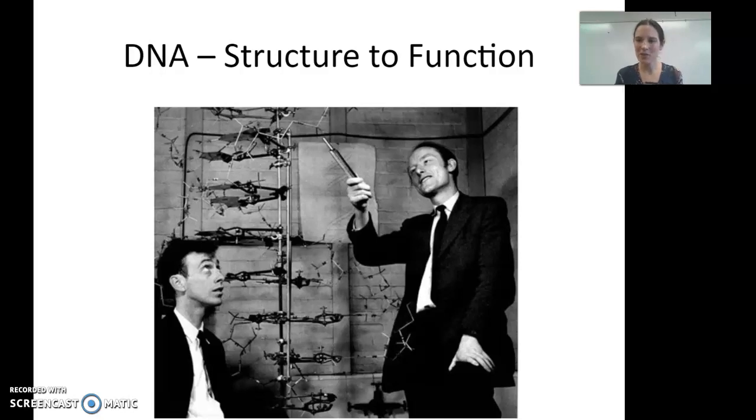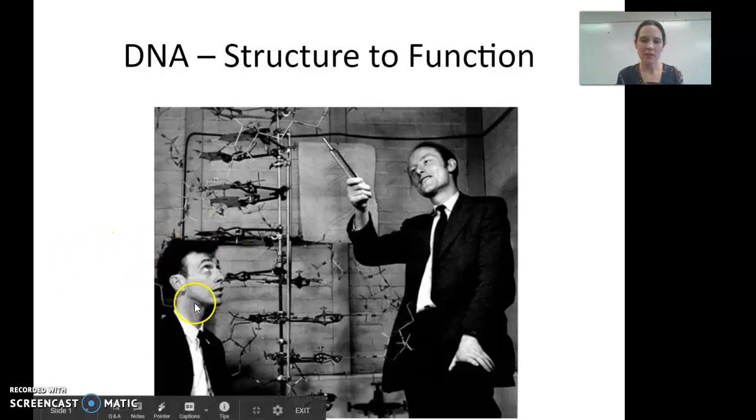Tracy Johnson. I'll be teaching your lesson today on DNA, both its structure and its function when we talk about the process of DNA replication. The image that you see here at the start of our presentation is of the two gentlemen who are credited with the discovery of DNA's structure. On the left here, this is James Watson, and over here is Francis Crick.